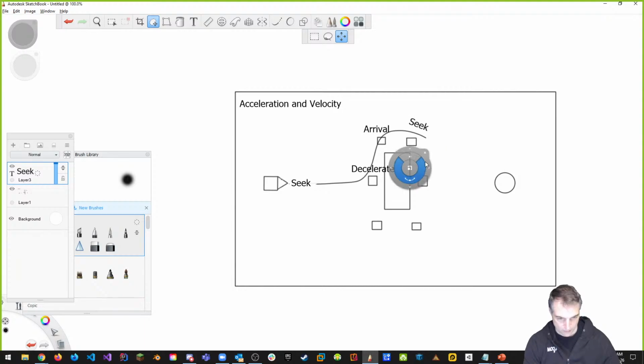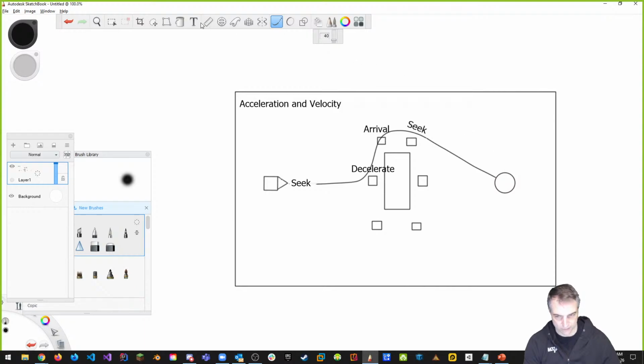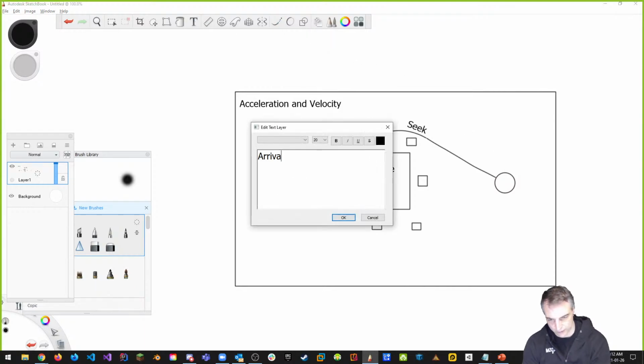And so again, it's almost like I'm combining behaviors. This is where we have this advanced behavior makeup. I'm combining behaviors where I'm now seeking towards the target until I get there and I arrive. So there's arrival again.